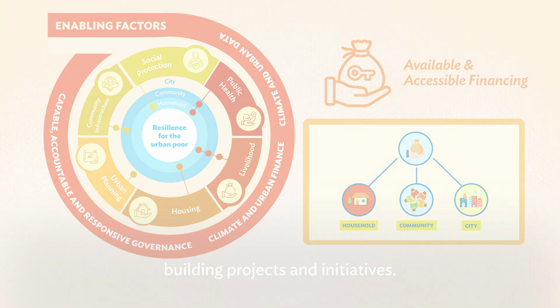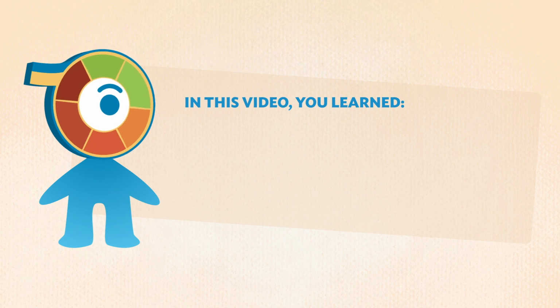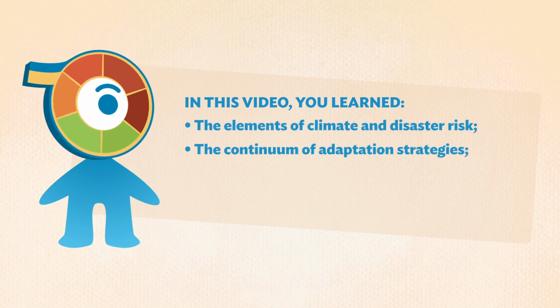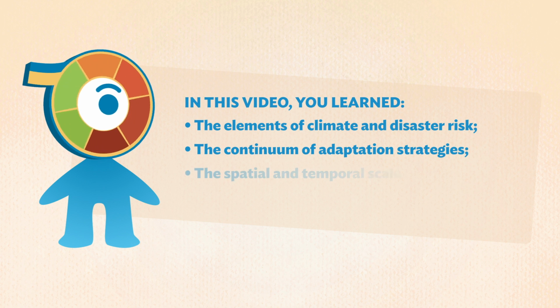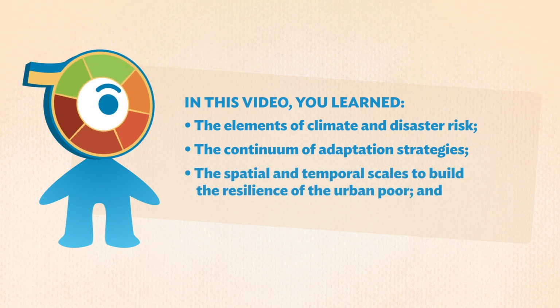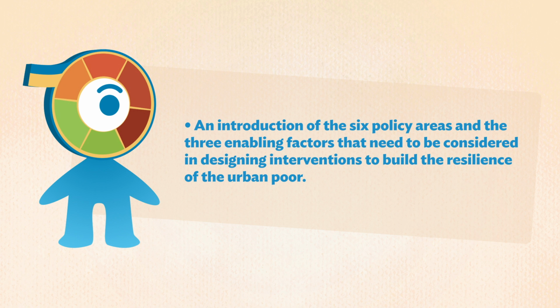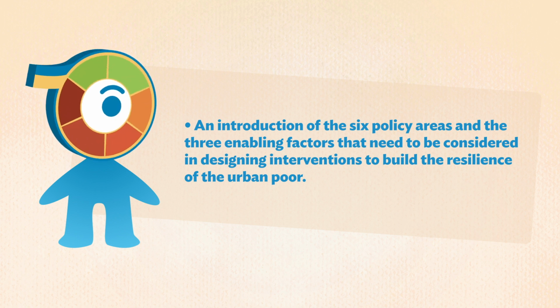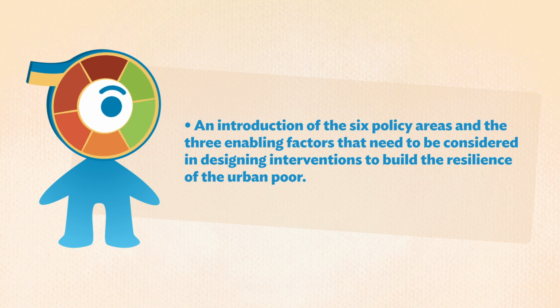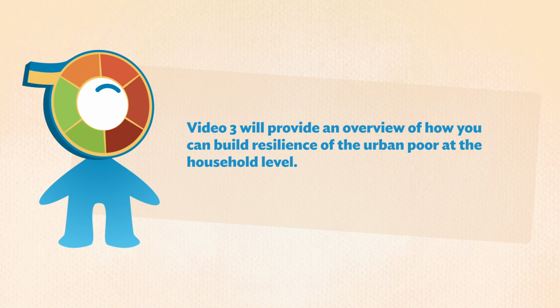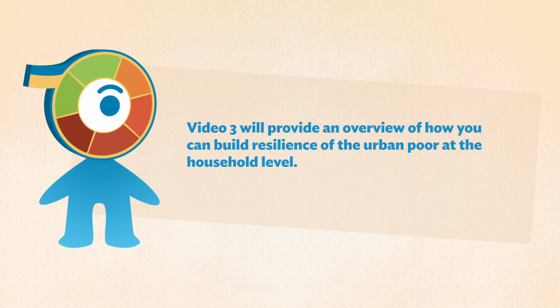In this video, you learned the elements of climate and disaster risk, the continuum of adaptation strategies, the spatial and temporal scales to build the resilience of the urban poor, and an introduction of the 6 policy areas and the 3 enabling factors that need to be considered in designing interventions to build the resilience of the urban poor. Video 3 will provide an overview of how you can build the resilience of the urban poor at the household level.